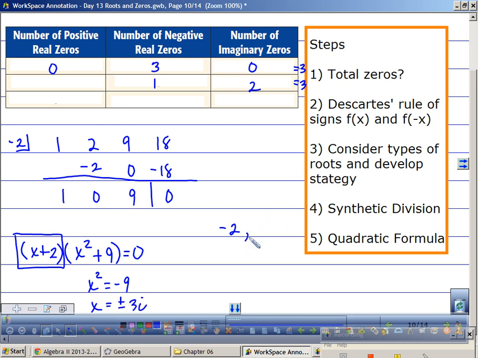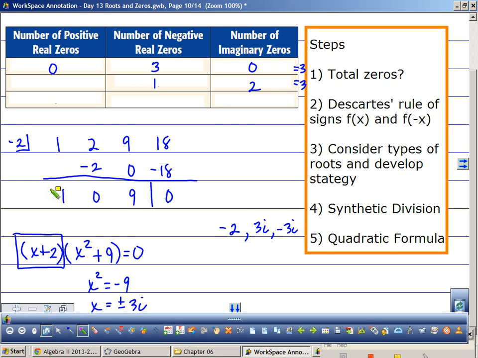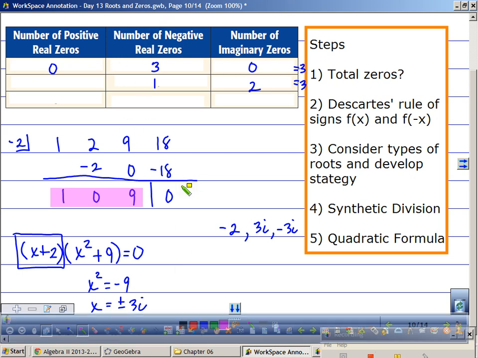Where did you get the x squared plus 9 from? Right here. X squared plus 0x plus 9. Right. So once I found one root, the rest was piece of cake. Does this make sense? 1 negative root and 2 imaginary roots? Absolutely.